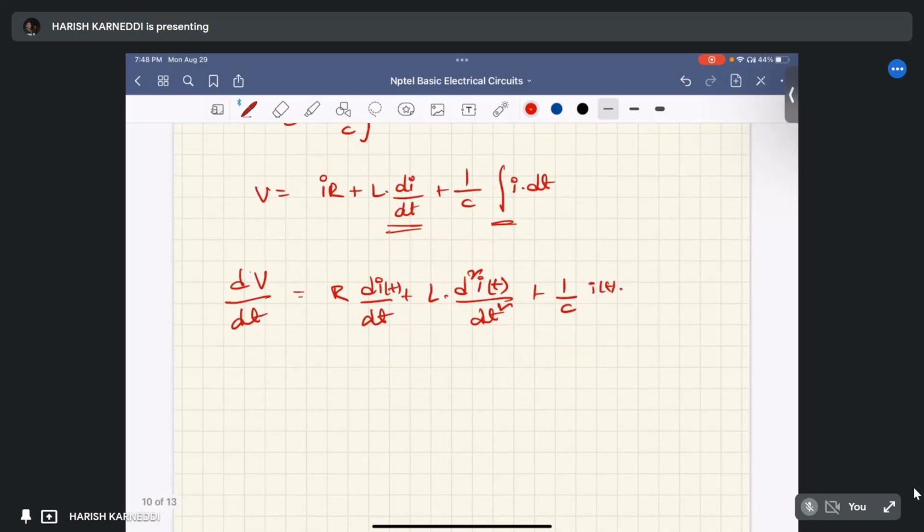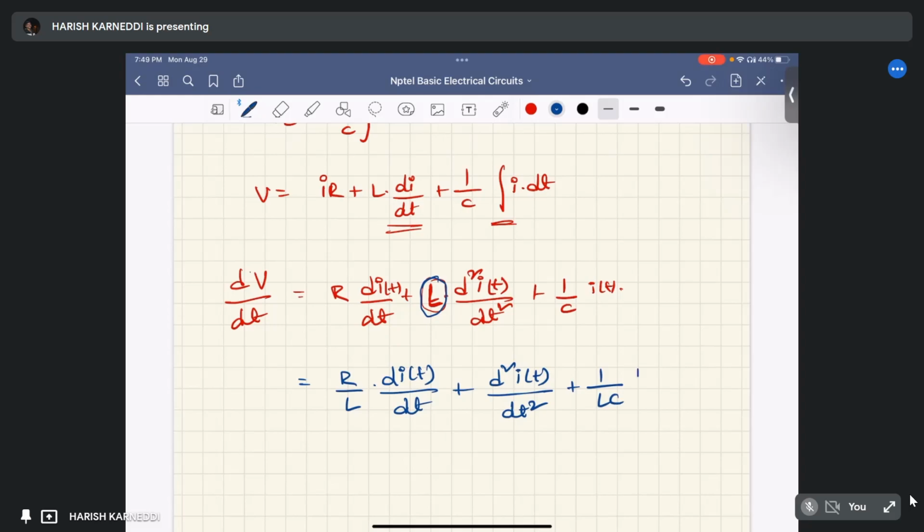You can make this L common. So what will happen: R by L into di of t by dt plus, making L common, d square I of t by dt square plus 1 by LC into I of t.